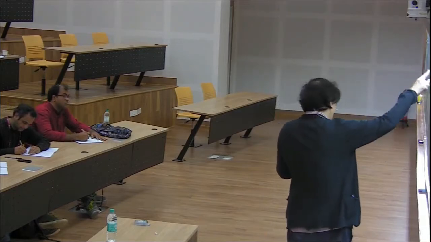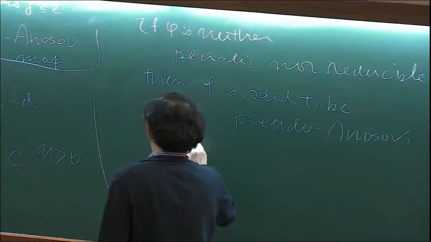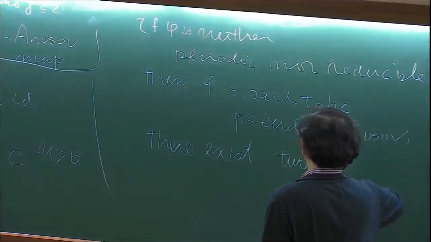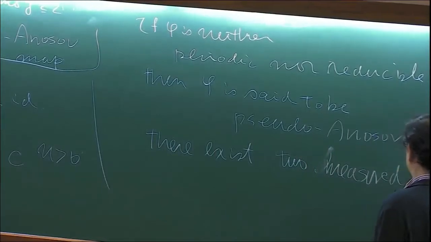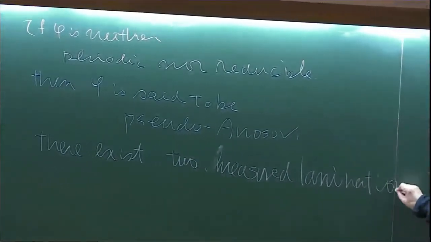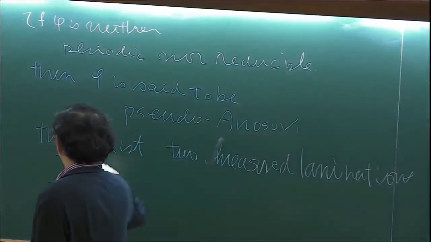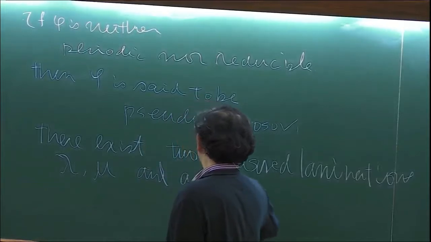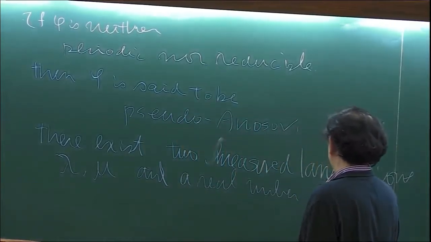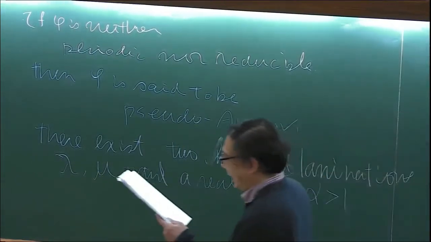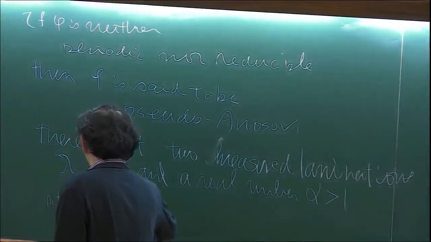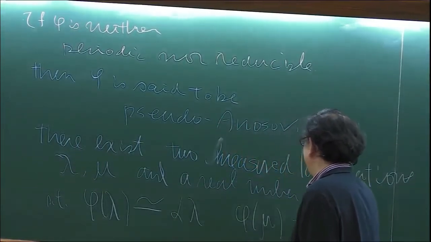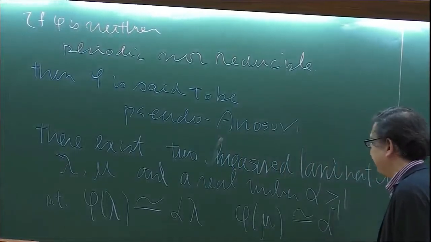So, if phi is pseudo-Anosov, then there exist two measured laminations, I will explain what they are, measured laminations lambda, mu, and a real number alpha greater than 1, such that phi of lambda is isotopic to alpha times lambda, and phi of mu is isotopic to alpha inverse times mu.